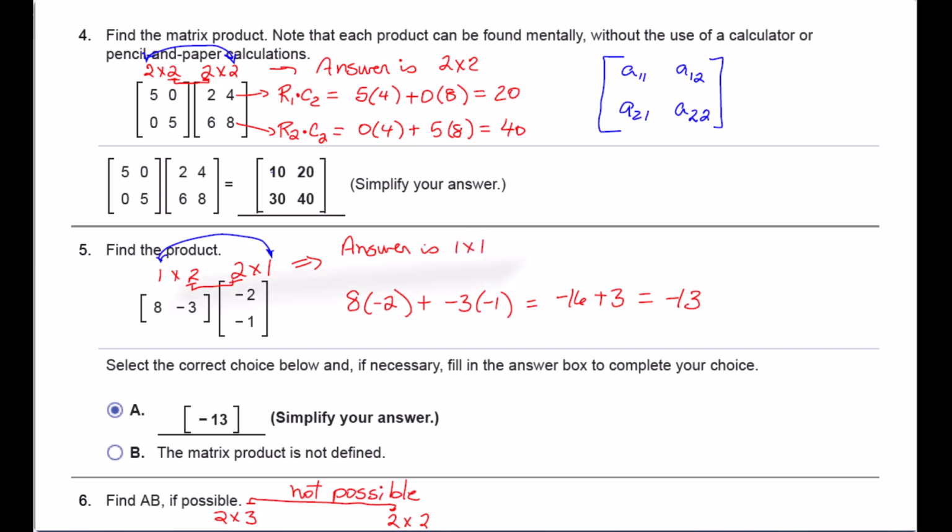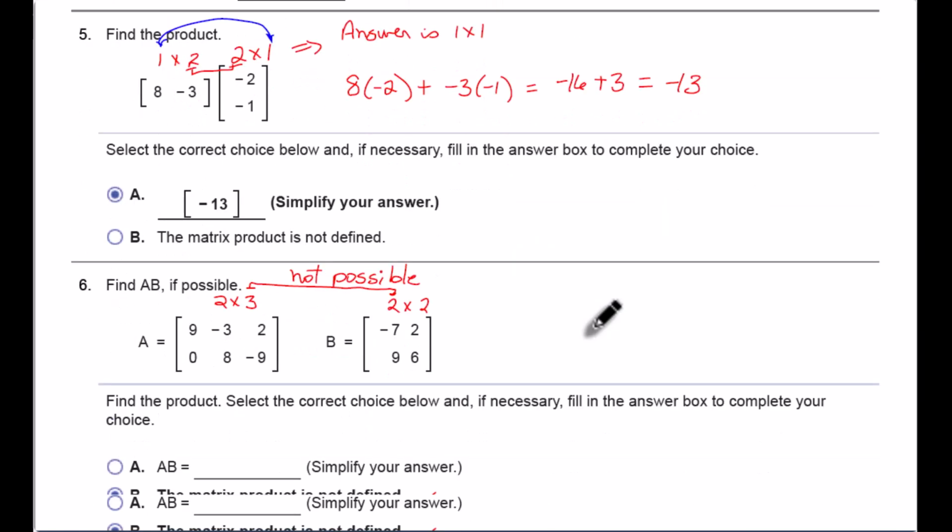Well, what is it? Well, let's see. 8 times minus 2 is a minus 16, plus minus 3 times minus 1. That's a positive 3. And when I add that up, I get a negative 13.